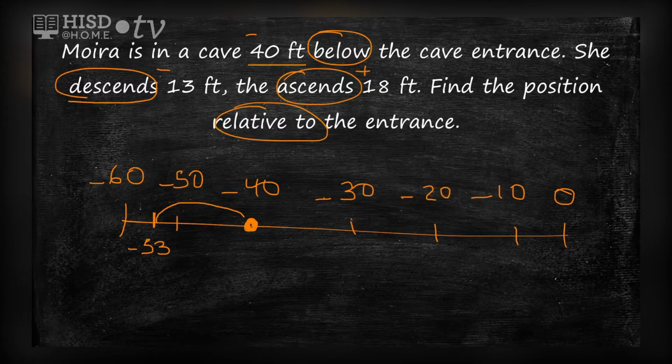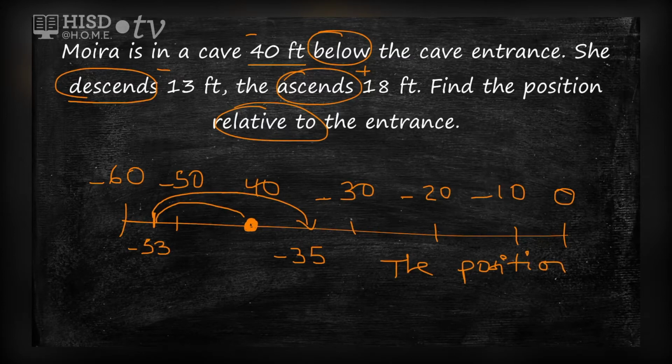So that means that I have to go to the right side 18 feet. And when I do that, I'm gonna land on this number over here, which is -35. So I can say that the position is -35 feet or 35 feet below the cave's entrance.